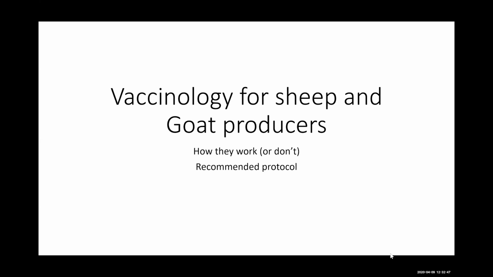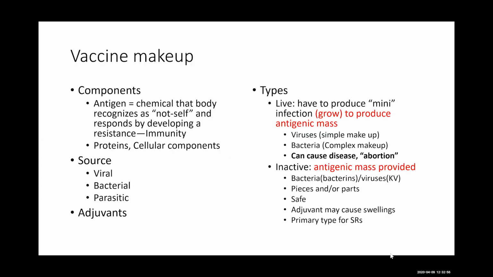And we're going to talk about vaccines and immunology initially for sheep and goat producers. So we're going to start with a discussion about vaccines and what they are and what they're made of. Vaccine makeup. The vaccines are basically made up of chemical components we call antigens that the body recognizes as not self or foreign, and tries to develop a resistance that we commonly call immunity.